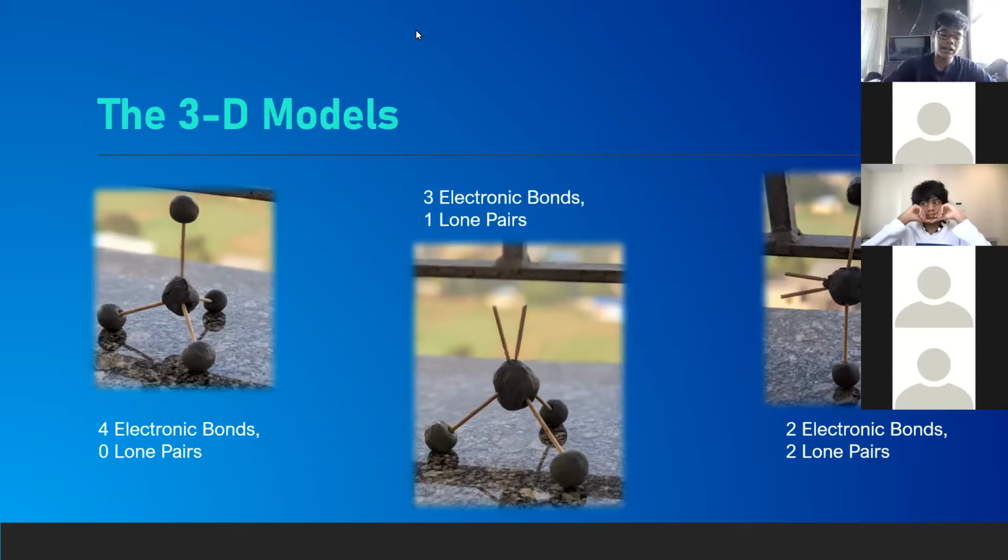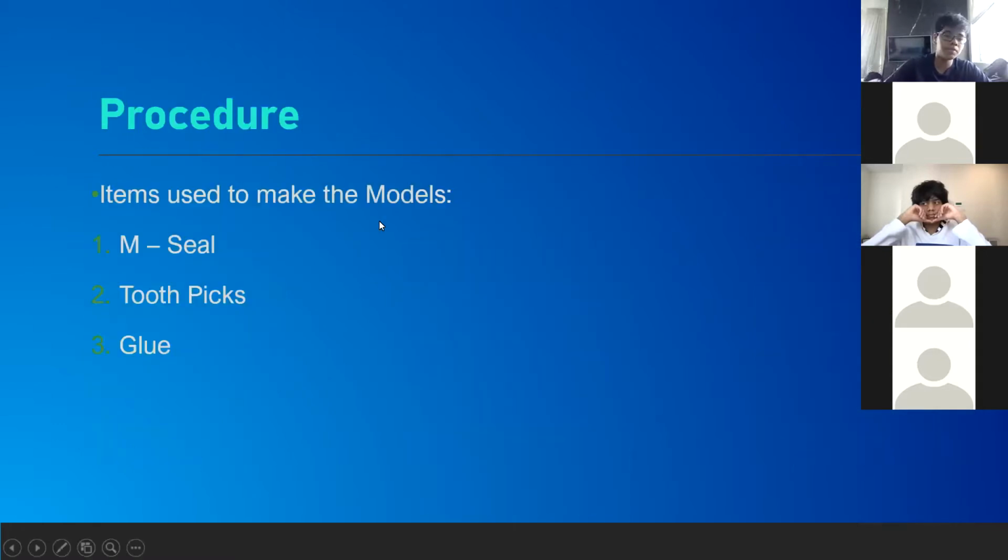So these are the 3 electron models I had made. The products I used to make them were M-seal, firstly to make each individual electron bond and the central metal atom, which is the planet, and then toothpicks to hold them together, and a little bit of glue here and there when required. Thank you.